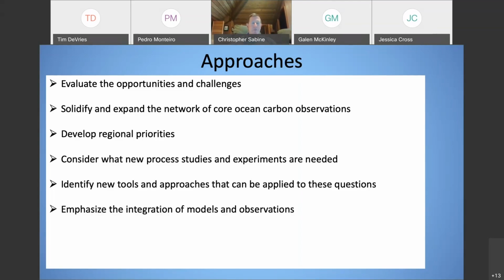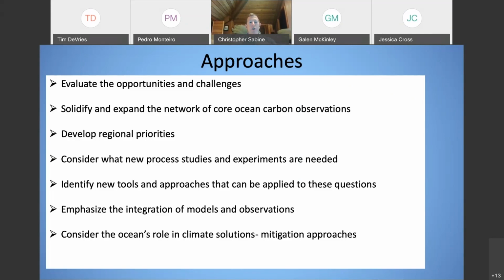Again, I've said a number of times we need to emphasize integration, and particularly looking at models and observations, trying to integrate those together. Next. We need to consider the ocean's role in climate solutions. So we're not really going to be focused on mitigation or ocean carbon storage, but that needs to be part of this portfolio of what we consider, because we've gotten to the point now where whether we want to study it or not, it's likely to happen. So it's better off that we put some science behind it. Next.